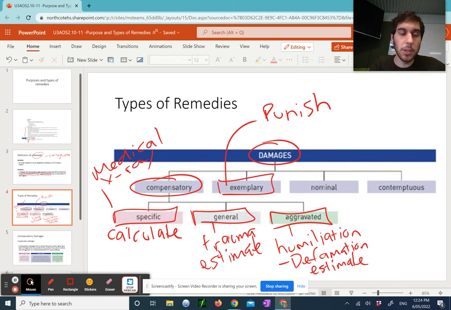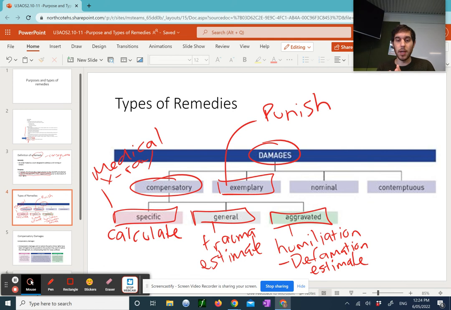We think you need to be paid back $800 for the cost of the X-ray that you had. That's how much you need to be fully compensated for that. But on the other hand, this person's behavior was so bad, I also want to punish them, and I'm going to make them pay an extra $20,000 to you.